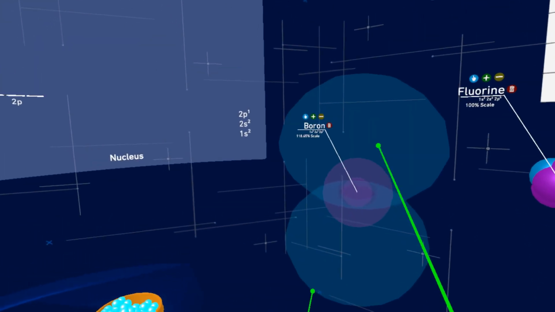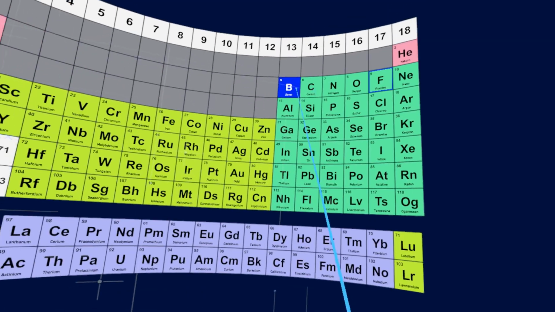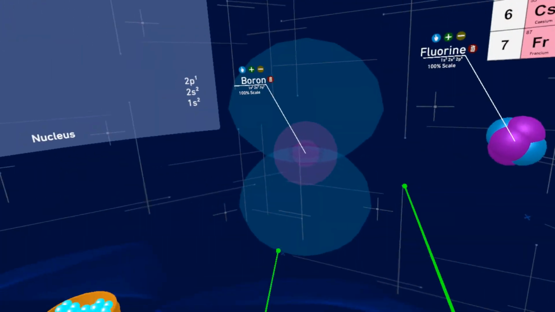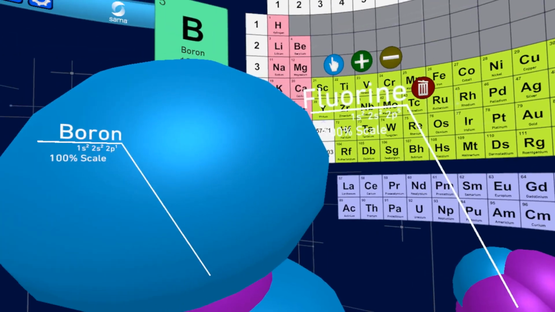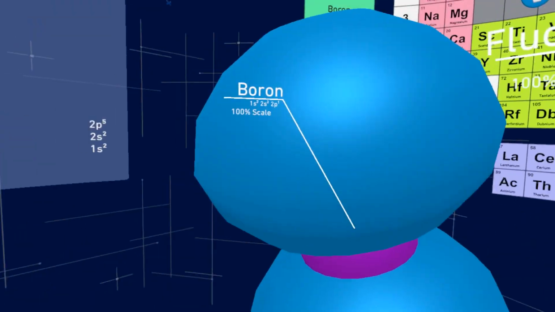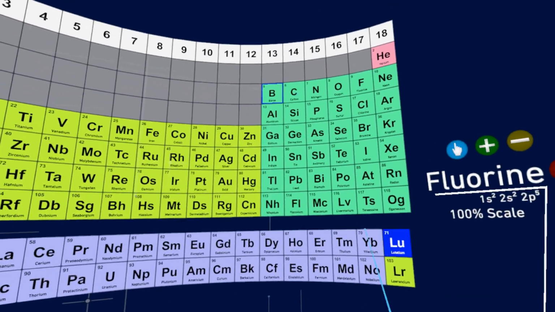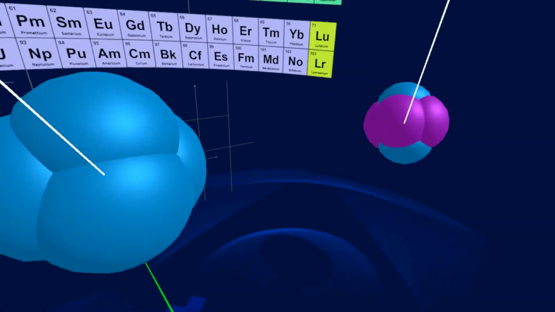Sorry, I'll rescale boron back to 100% actually. Easier way to grab it again. I don't need to ask them to trust me. They can see. This is fluorine, this is boron, significantly smaller than boron. And we can look at intermediate cases just as easily. So let's look at nitrogen and see how it fits in the mix.